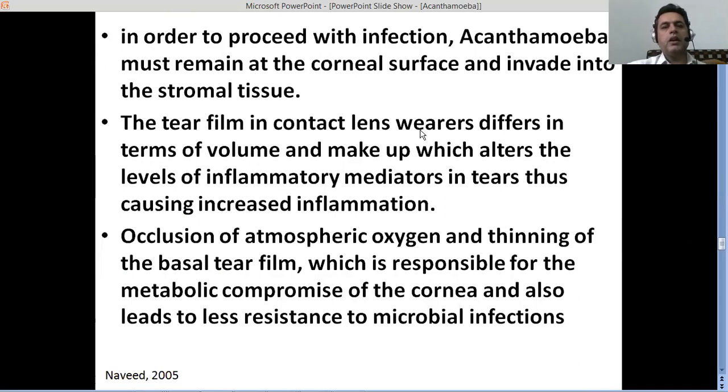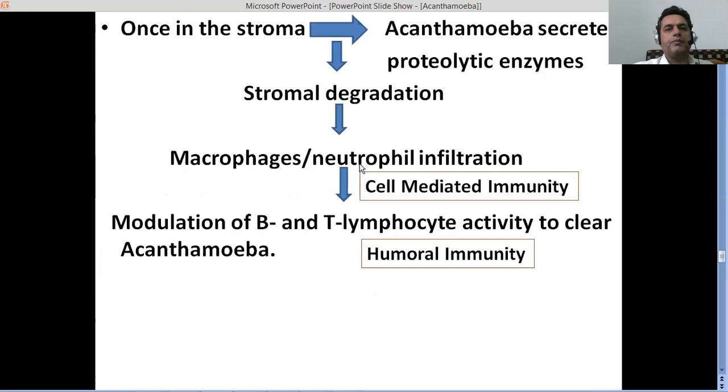Okay, and this thinness also causes occlusion of atmospheric oxygen, so it's a kind of metabolic compromise of the cornea as well, which leads to less resistance to the microbial infection. So this is what happens here in the case of contact lens wearers.